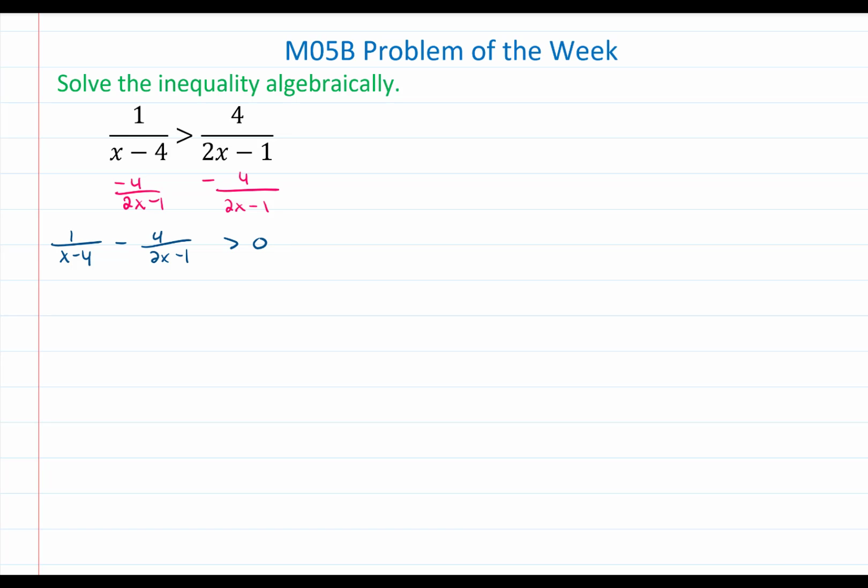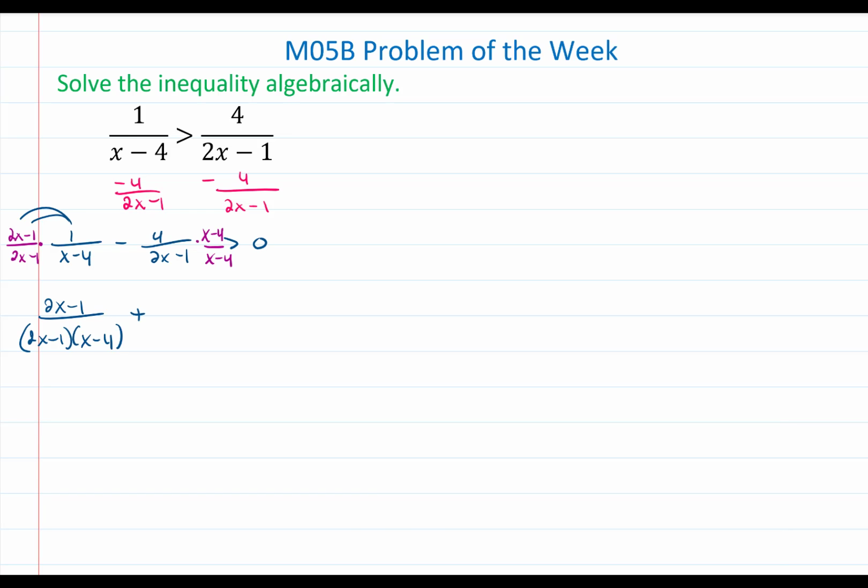Now what I need to do next is get a common denominator and combine these two fractions. The first fraction needs to be multiplied by 2x minus 1 over 2x minus 1. The second fraction needs to be multiplied by x minus 4 over x minus 4. In the numerator, I'm going to distribute 1 to both terms, so I get 2x minus 1 over 2x minus 1 times x minus 4.